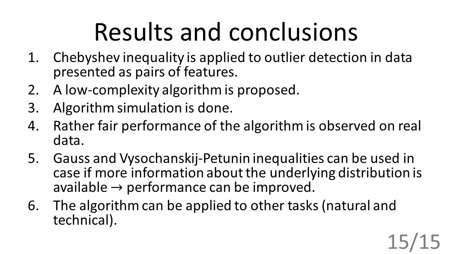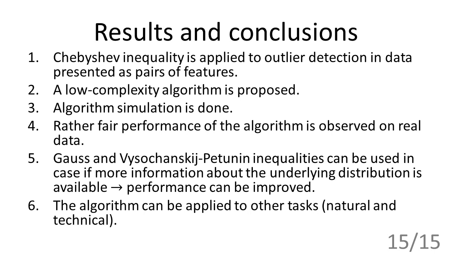So, here are conclusions. First of all, we managed to apply a classical probability tool to a new task of outlier detection in stream data described as pairs of features, means and standard deviations. Secondly, after applying rather natural conditions, we managed to propose a low complexity algorithm. Then, we have worked hard to model real-life data, including real data analysis, and we conducted an experiment proving the validity of the proposed algorithm. Next, we managed to observe rather good performance on real data while applying the proposed algorithm.